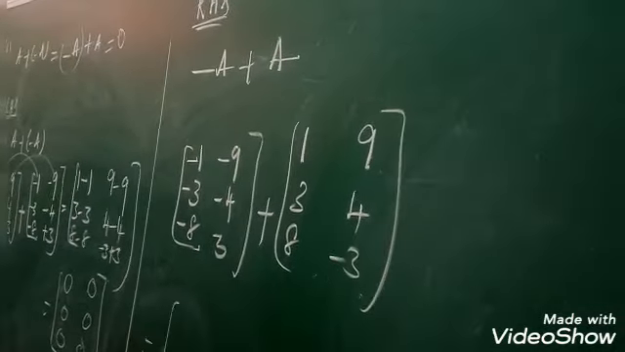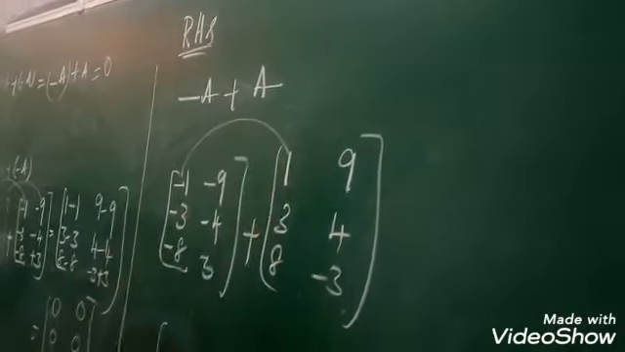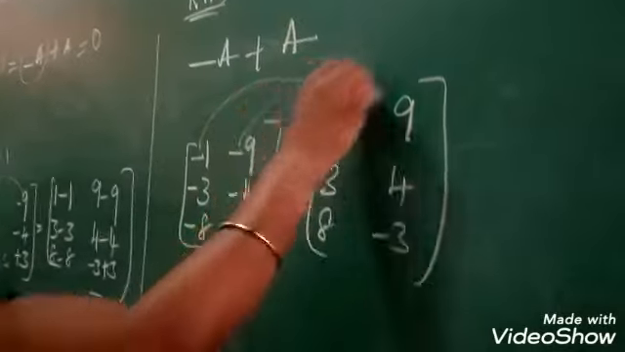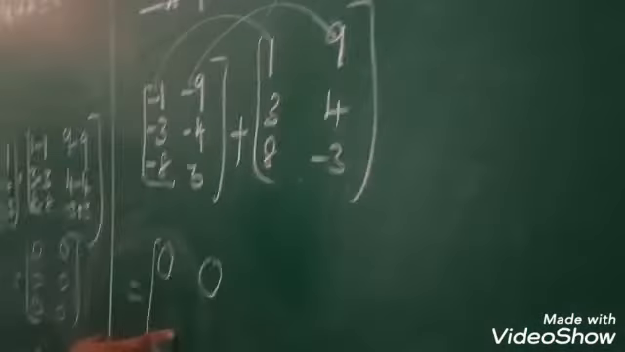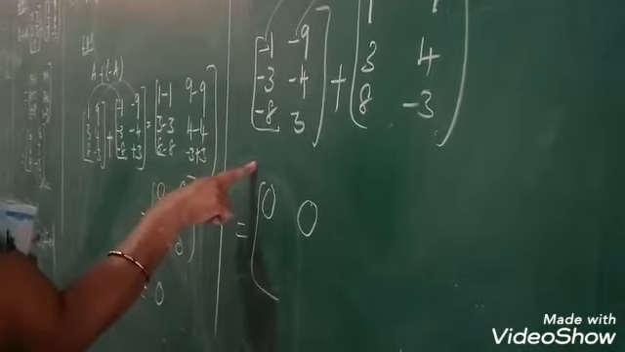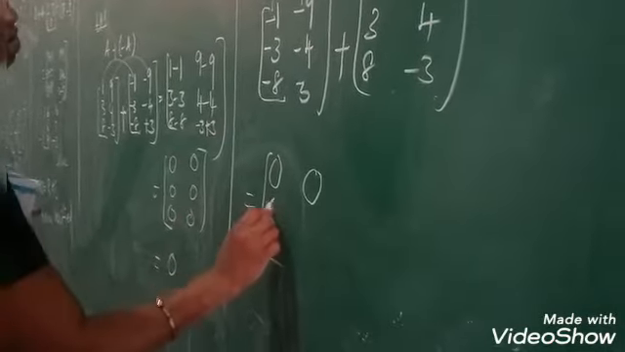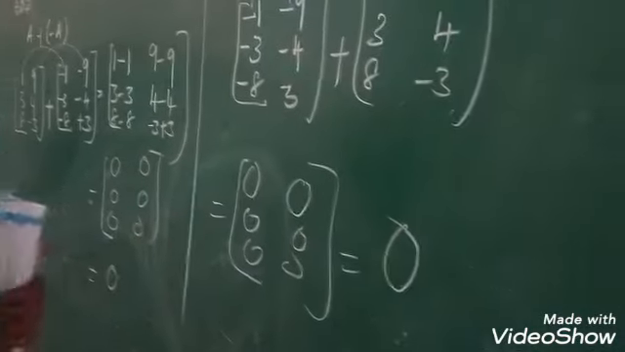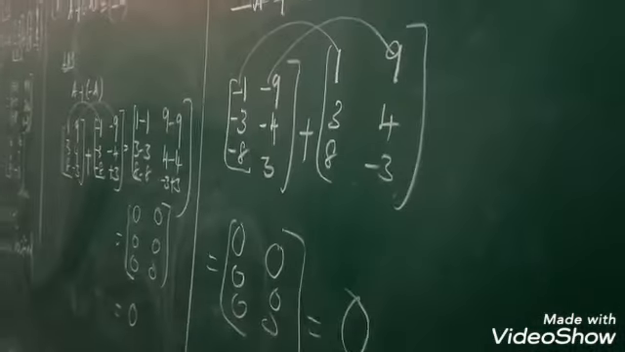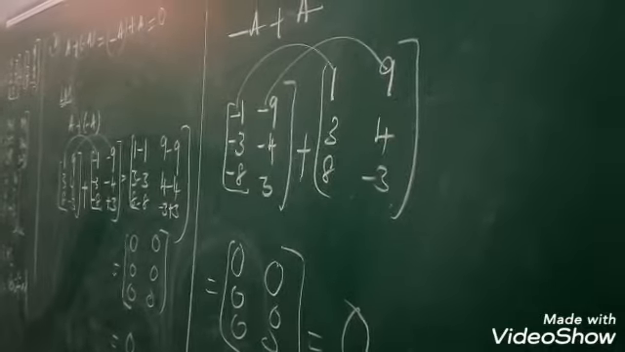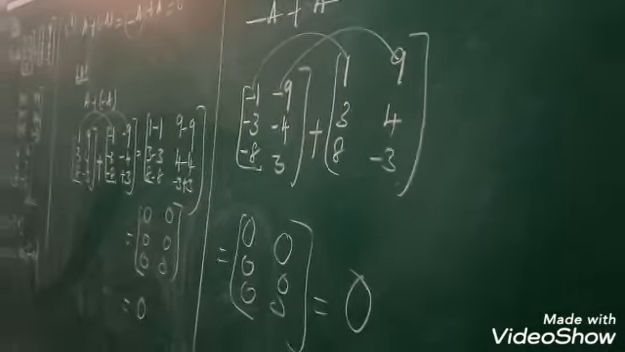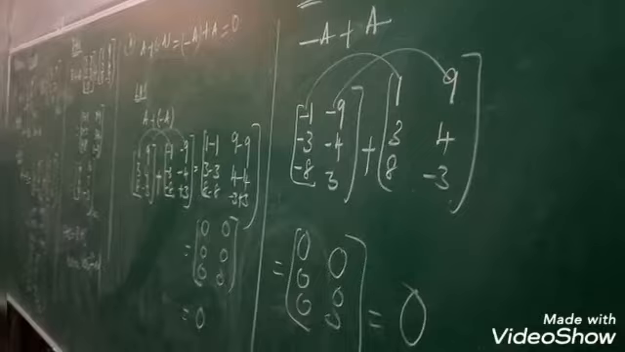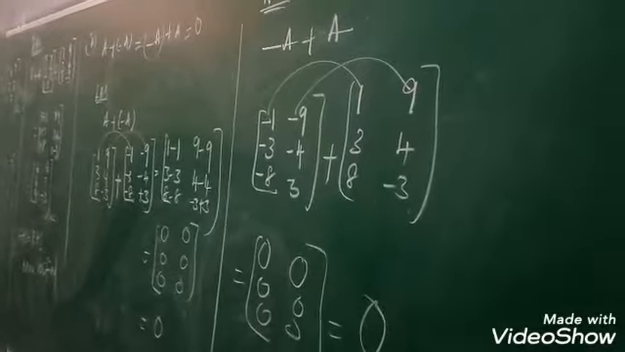Now you have to add it together. Minus 1 and plus 1, 0. Minus 9 and plus 9, 0. I am directly writing, girls. One step I skipped here. So 0, 0, 0, 0. So you got the answer 0, girls. So this is also verified. If you add any matrix with its negative matrix, you will get the null matrix. Yes, this is one property.